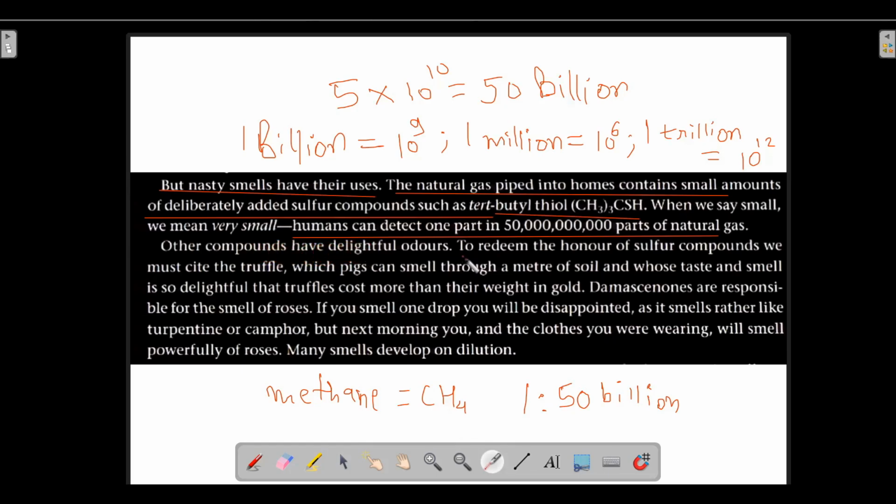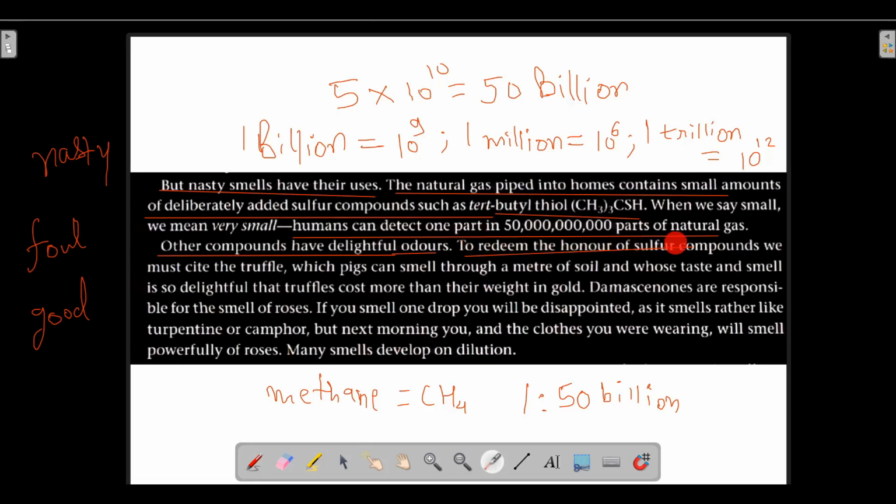Other compounds have delightful odors. So some compounds have nasty smells and other compounds have delightful odors. To redeem the honor of sulfur compounds. Now what does it mean by redeeming the honor of sulfur compounds? What the author wants to say is that the sulfur compounds sometimes have nasty smells, but it is not necessary that all the sulfur compounds will have a foul smell. Indeed, some of the sulfur compounds have a good smell as well.